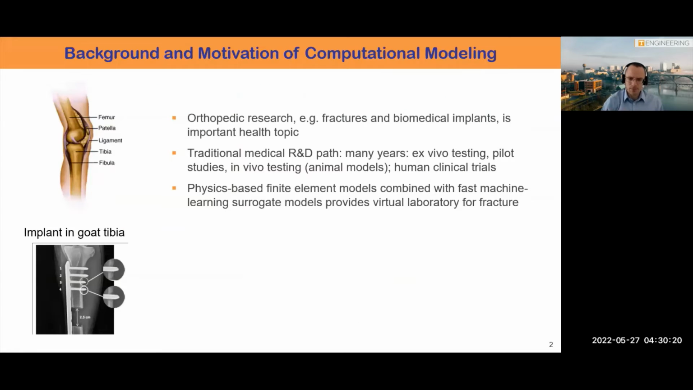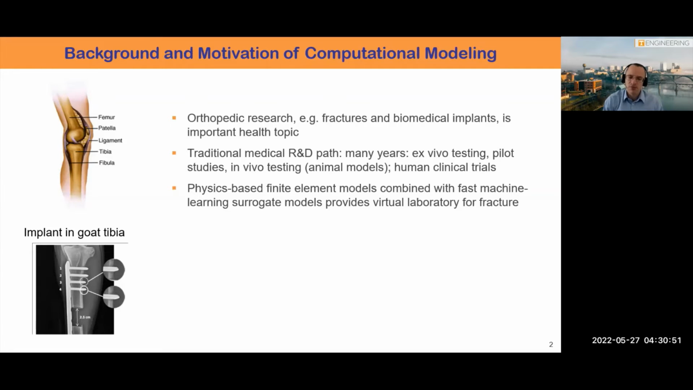The motivation for our computational modeling of the goat tibia is orthopedic research, for example, understanding of fractures and biomedical implants. It's an important topic for human health and improving quality of life. However, the traditional medical R&D paths take several years. They involve studies in animal models from ex vivo and in vivo testing and pilot studies before you can get into clinical trials, so it could be several years.